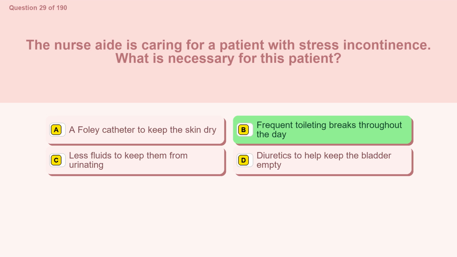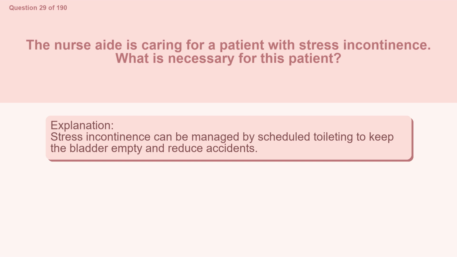The correct answer is option B. Frequent toileting breaks throughout the day. Stress incontinence can be managed by scheduled toileting to keep the bladder empty and reduce accidents.